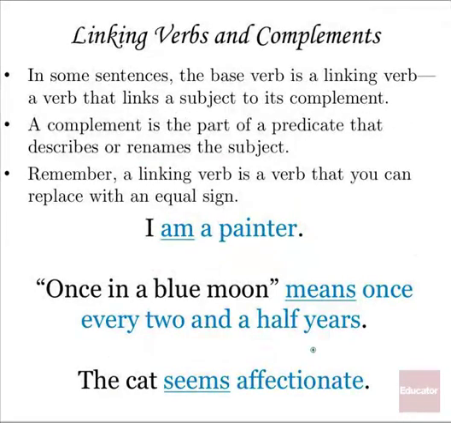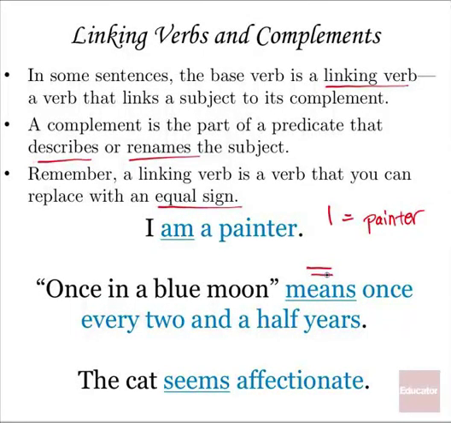All right, let's look at linking verbs a little more closely. In some sentences, the base verb is a linking verb, a verb that links a subject to its complement. The complement is the part of the predicate that describes or renames the subject. Very often it's either an adjective or a noun that can be exchanged with the subject. Remember, a linking verb is a verb that you can replace with an equal sign. So, in the sentence, I am a painter, you could say I equals painter. They're synonymous. Once in a blue moon equals once every 2.5 years. The cat equals affectionate.